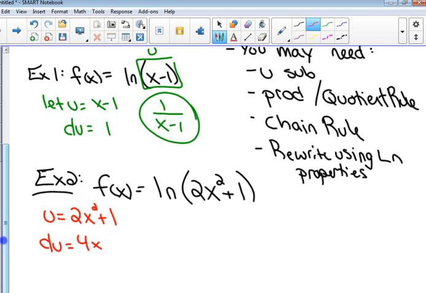Okay, so at the end, all we're doing is putting du over u, 4x over 2x squared plus 1. If ever you can reduce something, we want to, but make sure we're not canceling parts of sums out. So this is it.